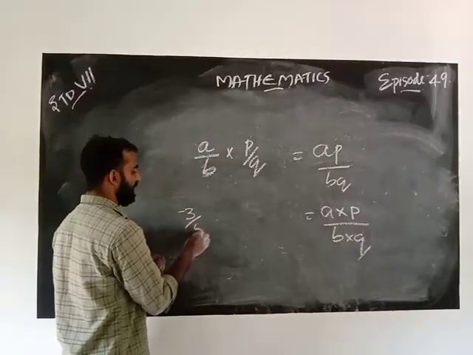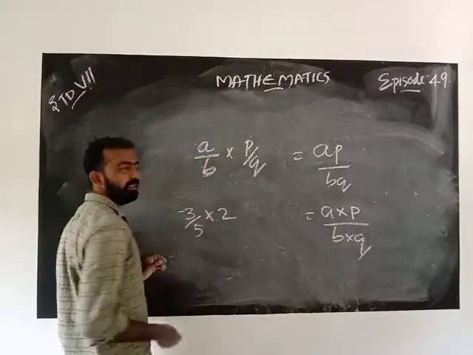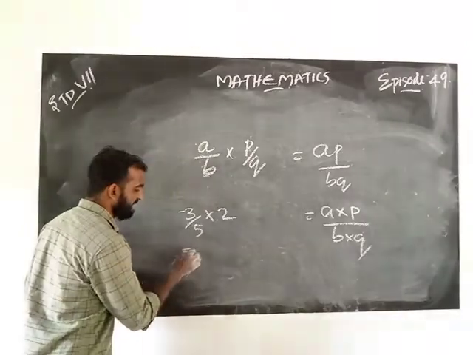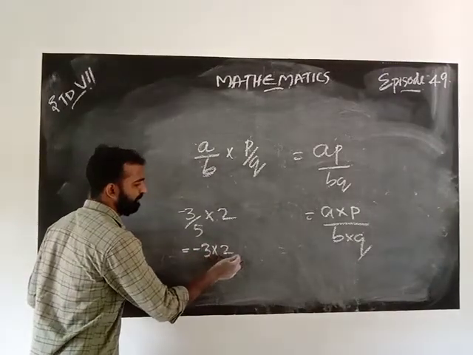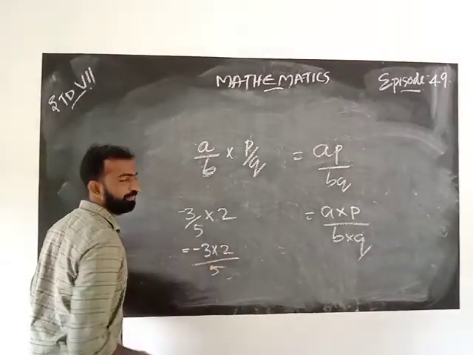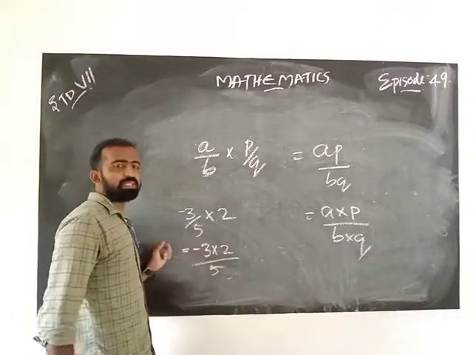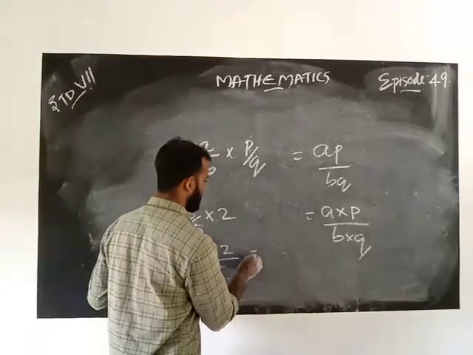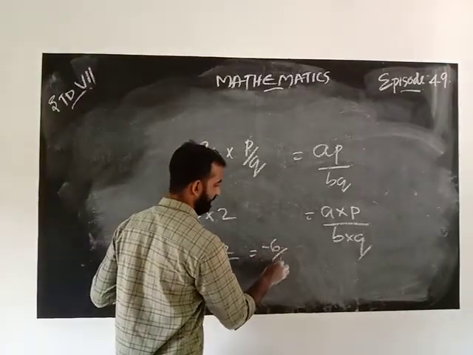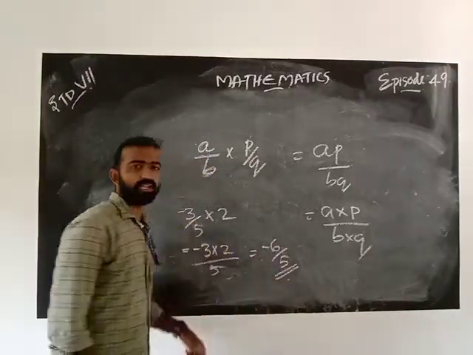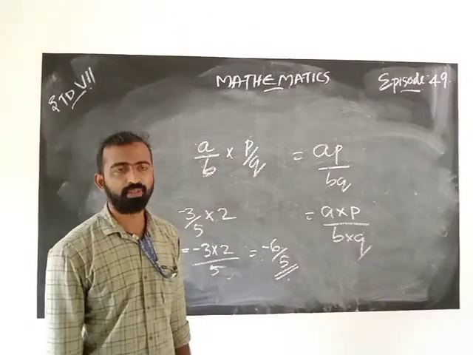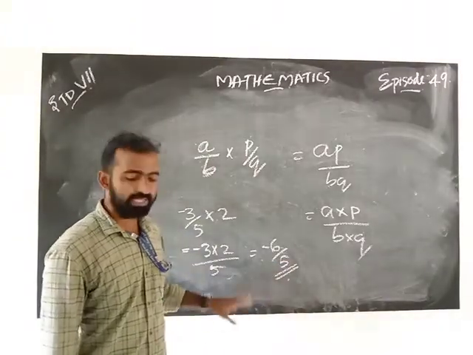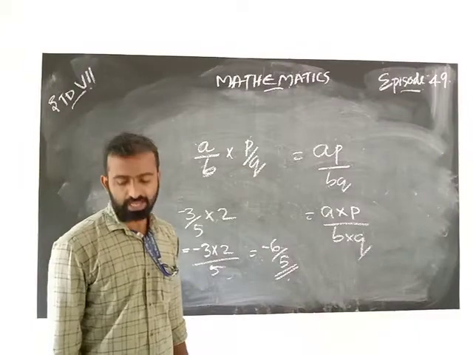For example, negative 3 by 5 into 2. The answer is negative 3 into 2 by 5 into 1, where 1 is the denominator of 2. That is negative 6 by 5. This is the answer.